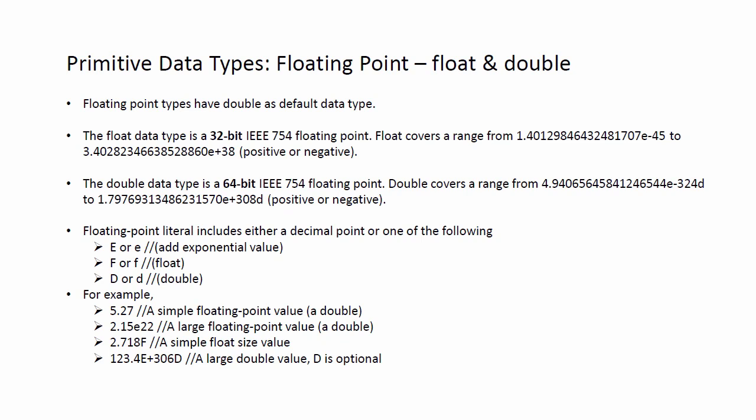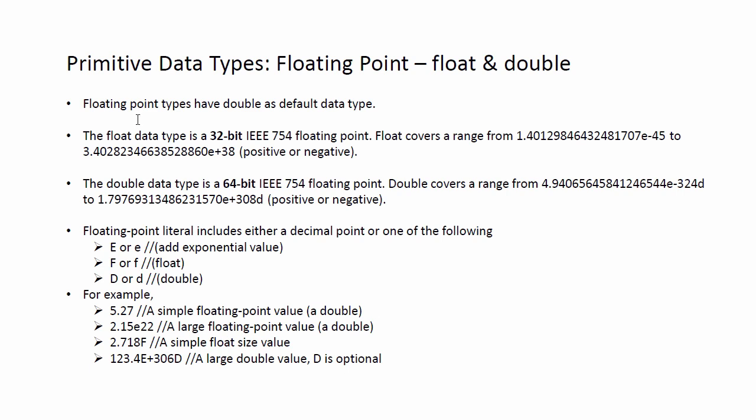Hi guys, in the previous lecture we had seen byte, short, int and long primitive types. In this lecture we will learn about float, double, char and boolean. Let's start with floating point numbers, float and double.